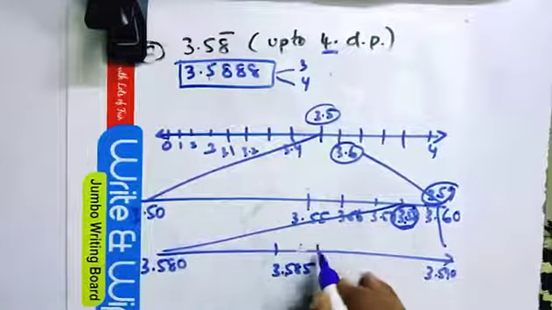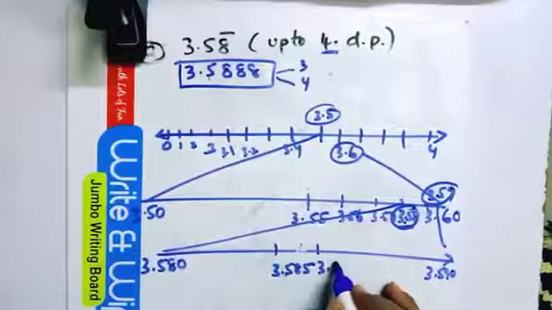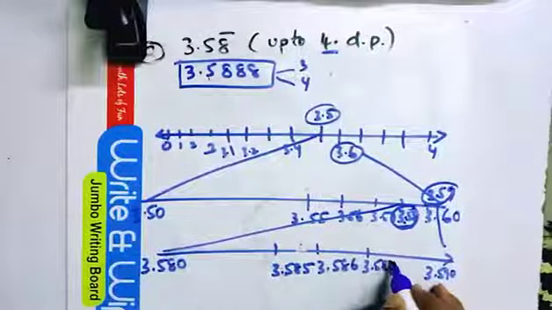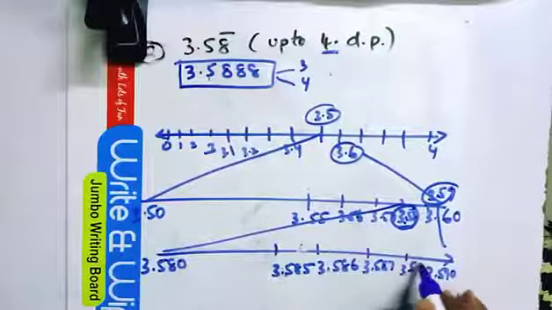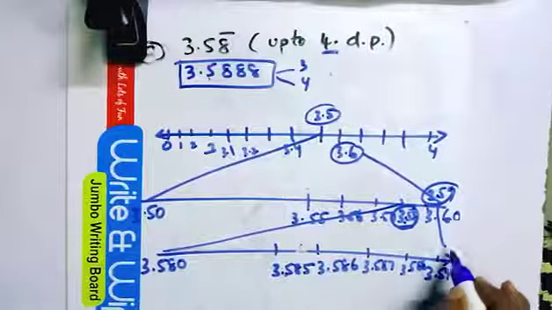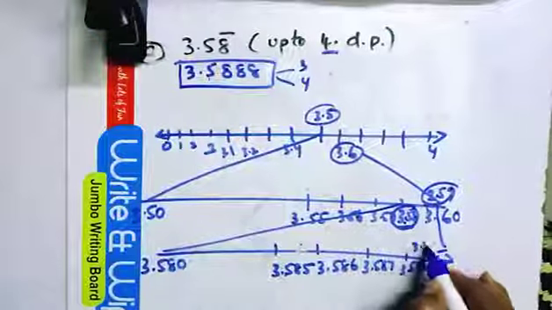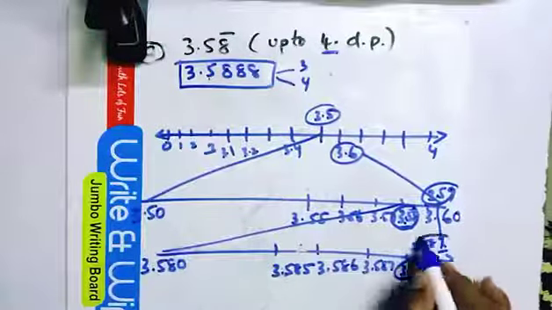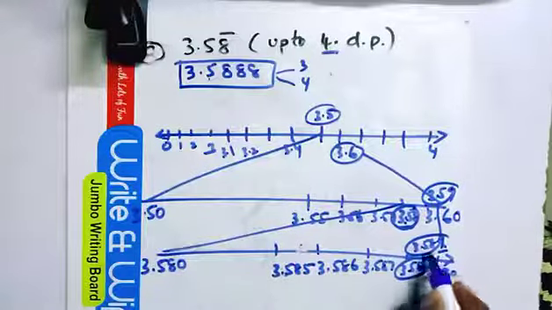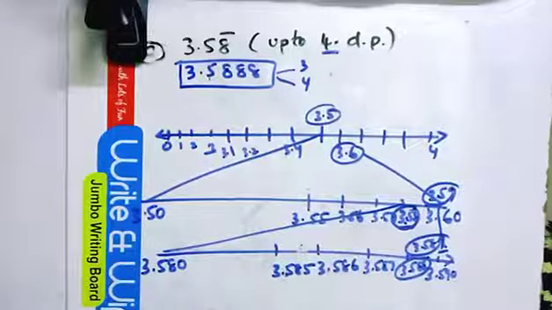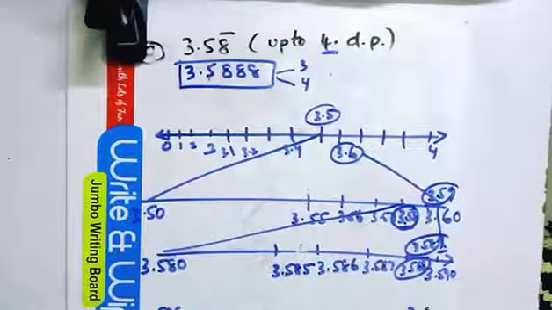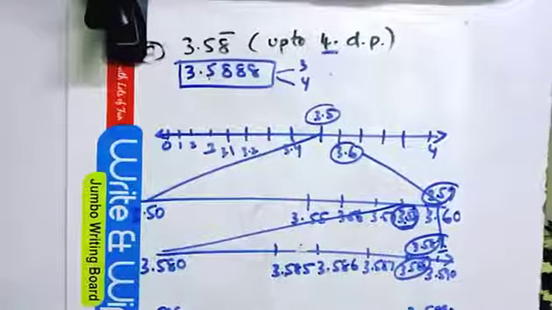Next you will get the middle number, 3.585. The next ones are 3.586, 3.587, 3.588, and 3.589. So you can focus next on 3.588 and 3.589. Expand 3.588 and expand 3.589, taking 0 and 0.